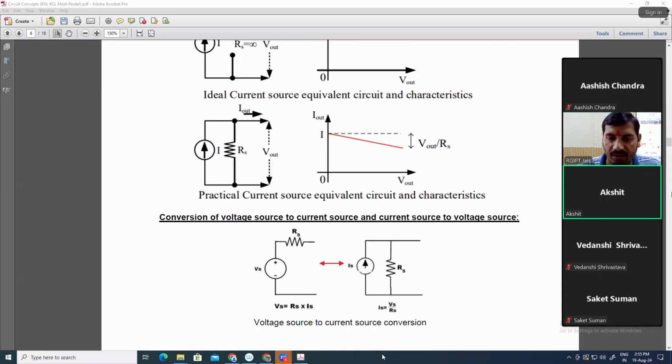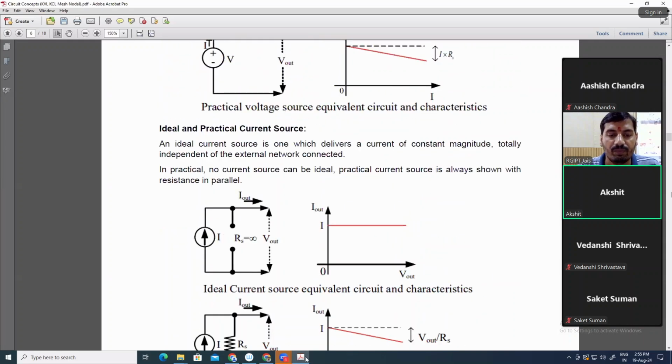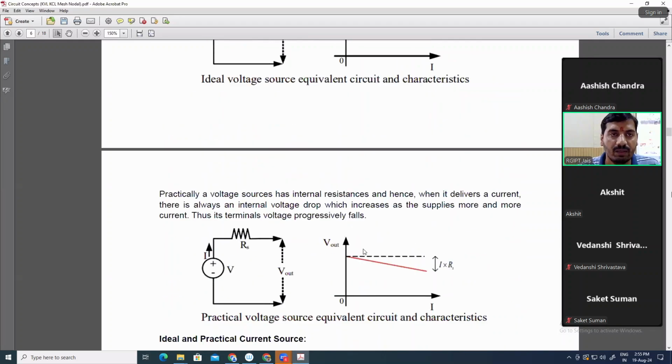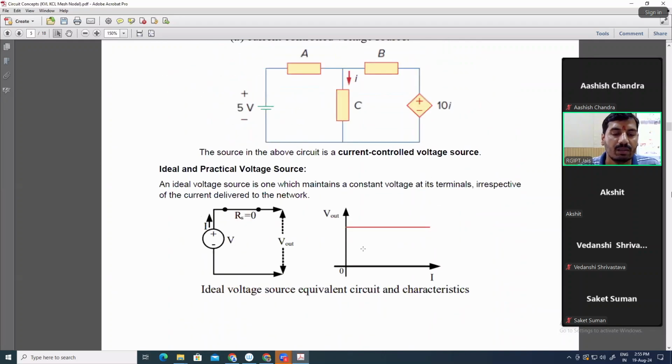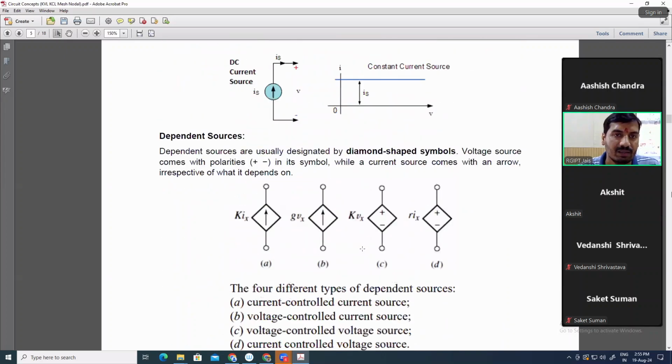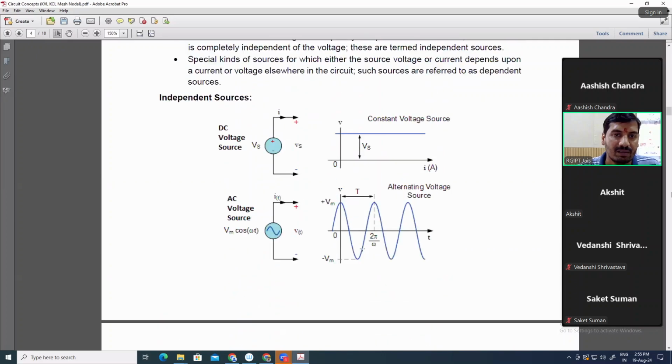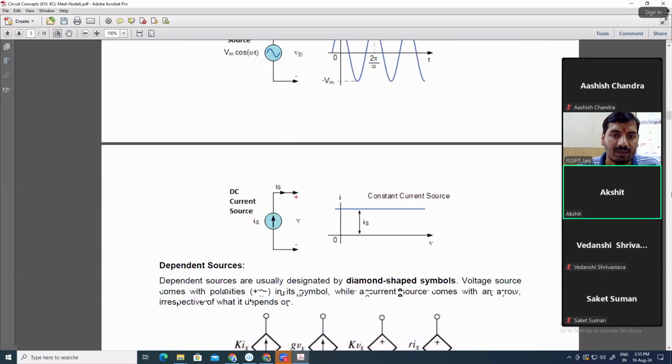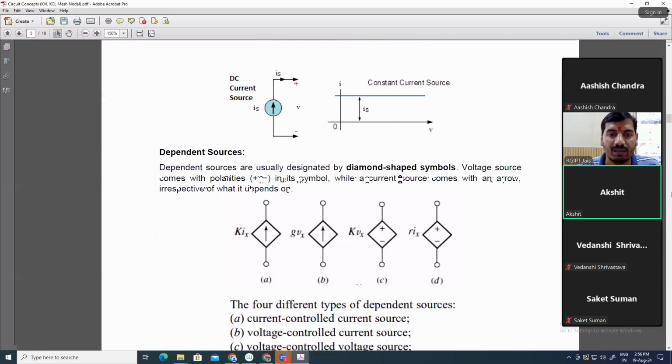Excuse me, sir. Yeah. Sir, can you scroll up to page 5 in this PDF? The previous one. Sir, above it. Yes, sir. Slightly below. Sir, I have a doubt in these diamond-shaped symbols. Why are the letters K, G, and R used?